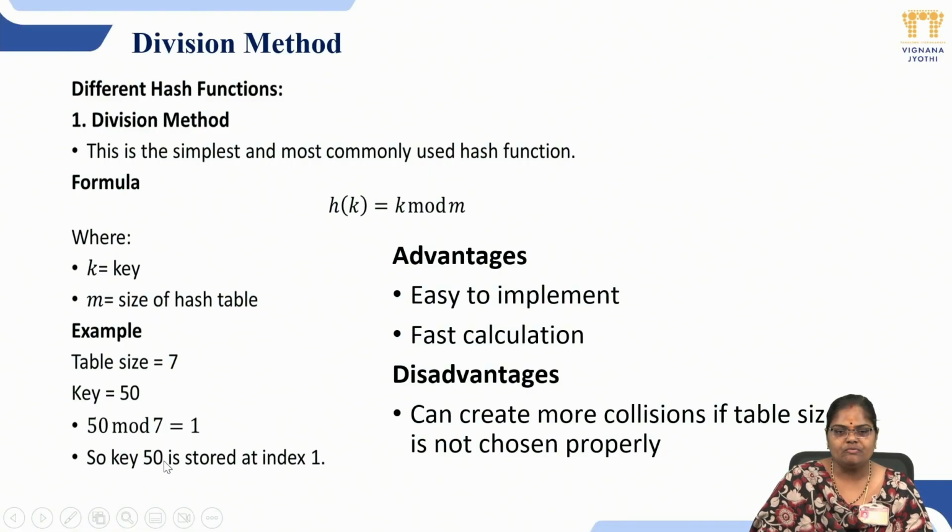So the key value 50 is stored at an index 1 in the hash table. We'll take up one more example in the next slide.